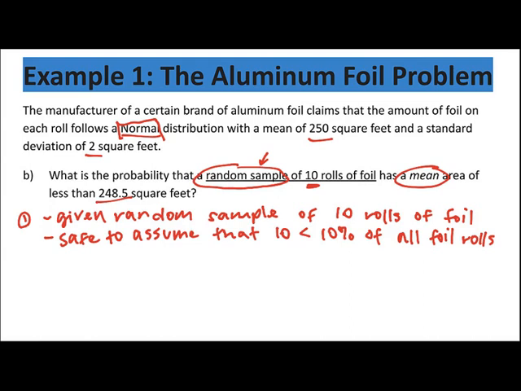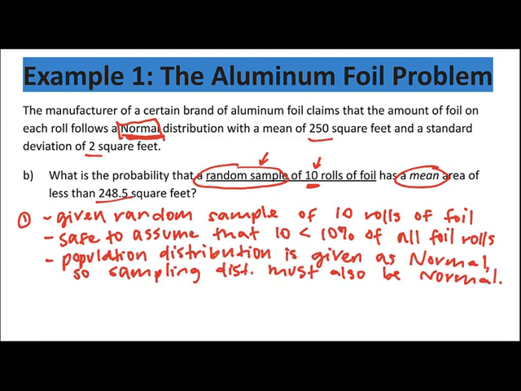If I was not told that, then I would need to look at sample size and see if my sample size is bigger than about 30. This one is not, so it's a good thing we were told that our population was normal, otherwise we'd be stuck. So that's step 1.